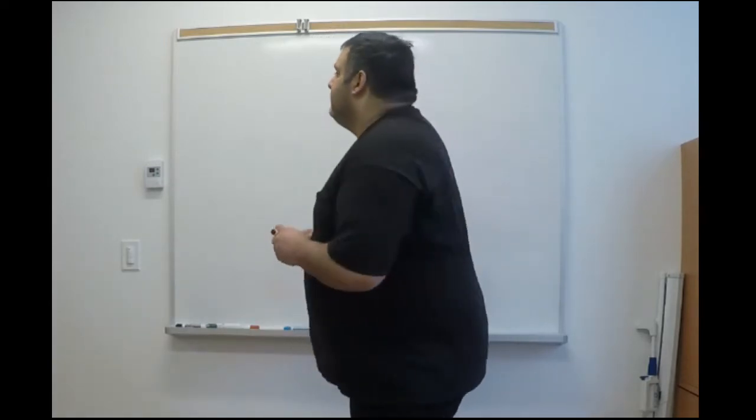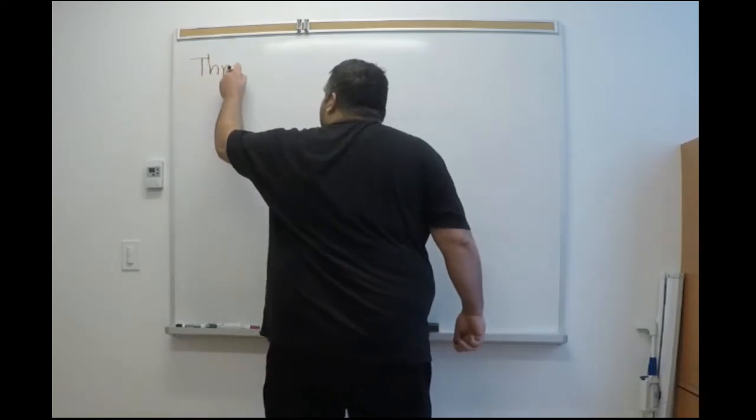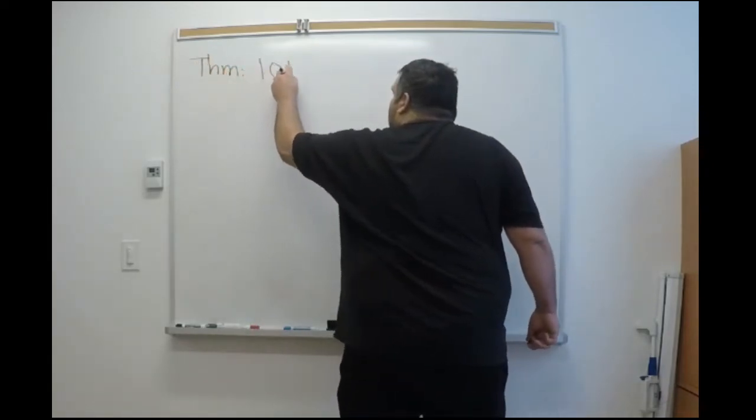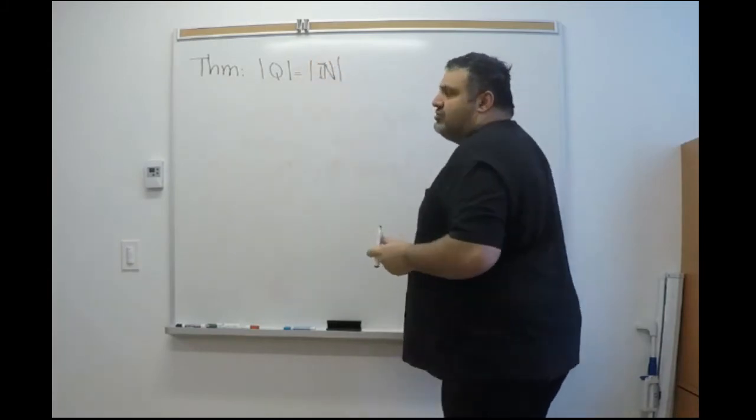Hi everybody. Today we're going to prove three main theorems of cardinality. The first of these theorems, even though it's very surprising, is that the rationals have the exact same size or cardinality as the natural numbers. So the theorem is that the size of Q is the same as the natural numbers.